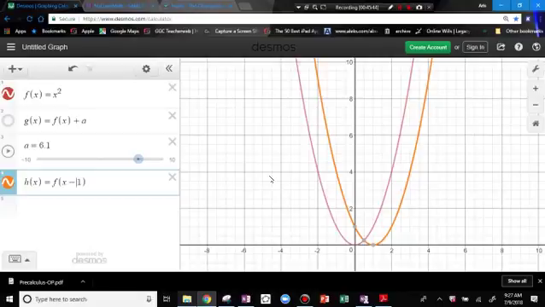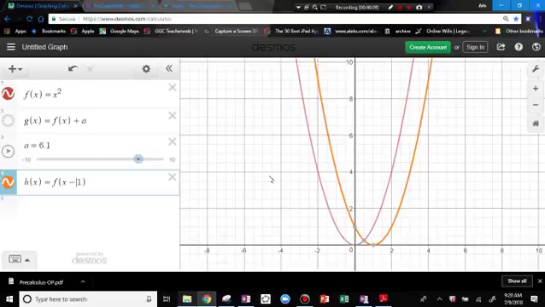Things to take notice of: when I was outside the parentheses, that was affecting the y coordinate. Stuff on the inside of the parentheses affects the x coordinate. Stuff on the outside of the parentheses is an up-down thing. Stuff on the inside of the parentheses is a left-right thing. Street version. This would be super useful when we start doing trig functions and transformations.